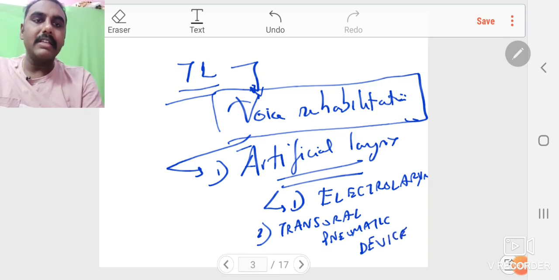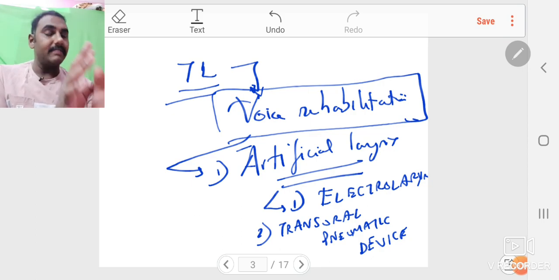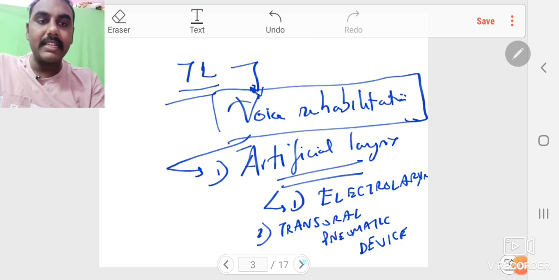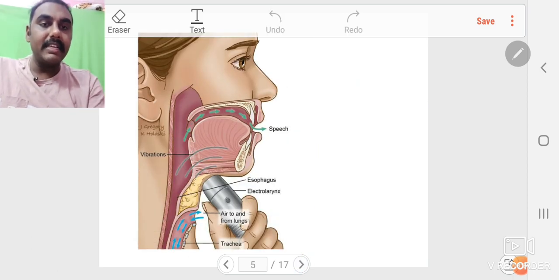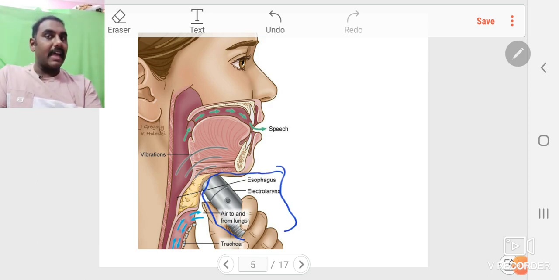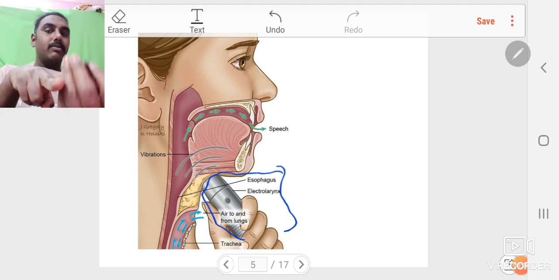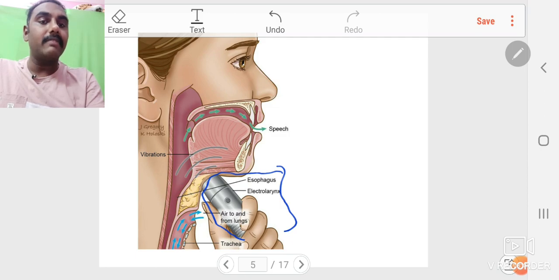So, what I said, artificial larynx is not a larynx, we are giving some device to replace the function of the larynx. So, what is an electrolarynx? It is a handheld device. Now, the patient does not have any larynx or vocal cord to produce sound. So, how is sound produced? The sound occurs because of vibrations of the vocal cord, and it is articulated by the tongue, lips, and pharynx. Now, the patient does not have a vocal cord, so what we are giving is an electrolarynx.